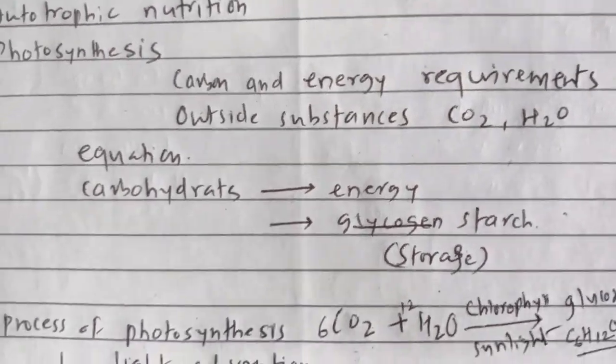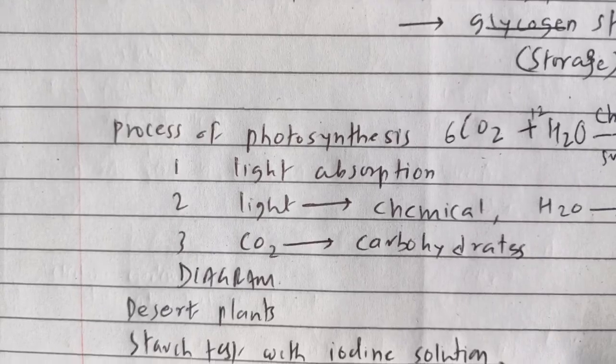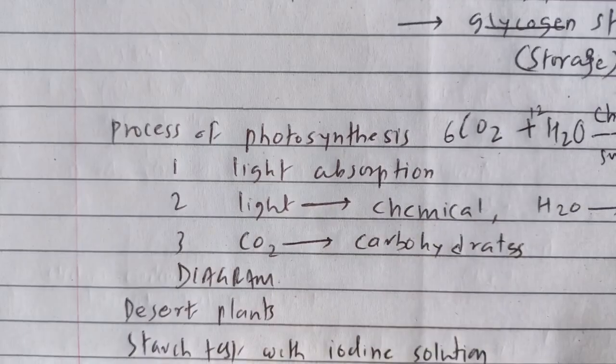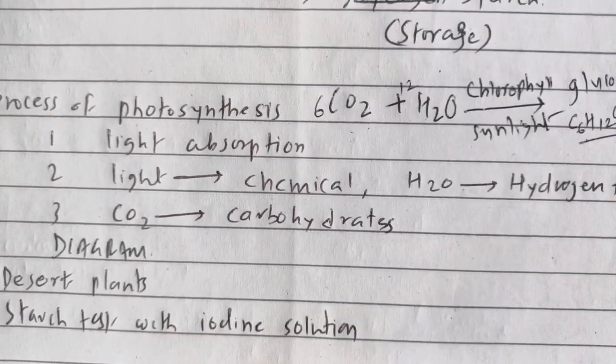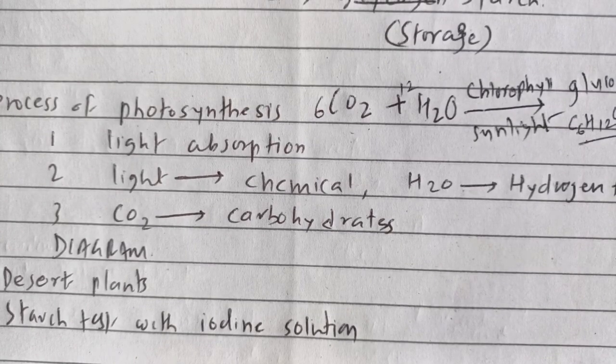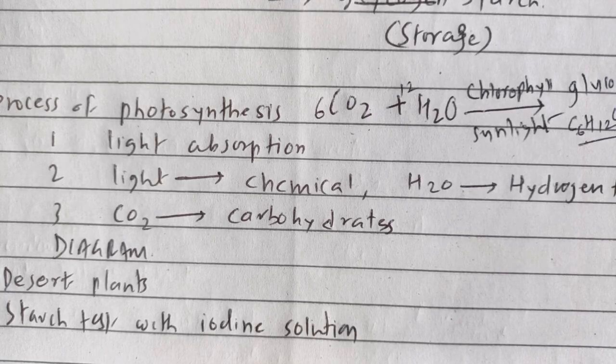Now let's see what are the steps involved in photosynthesis. So these are the 3 main steps of photosynthesis. These steps may not take place exactly one after the other. They may take place with some gap between them. So the first step is light absorption by chlorophyll.